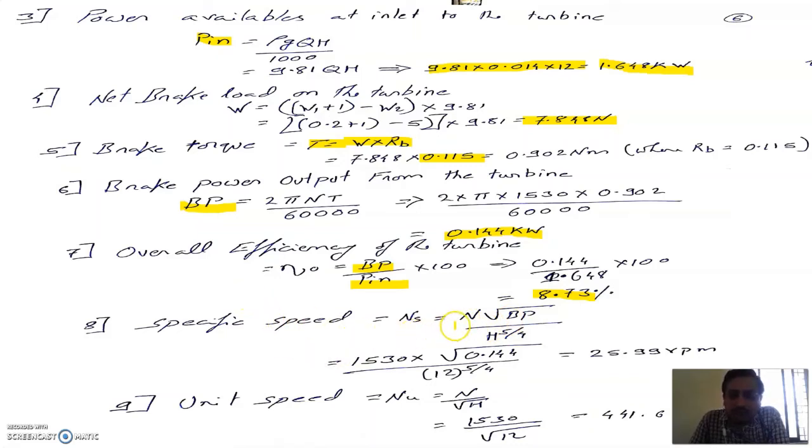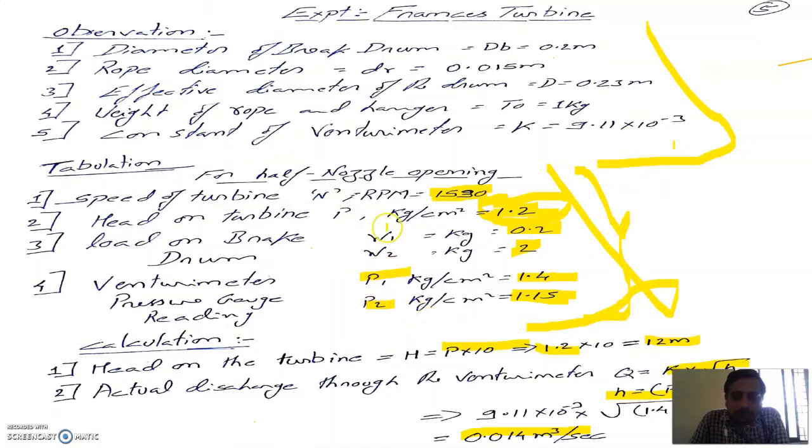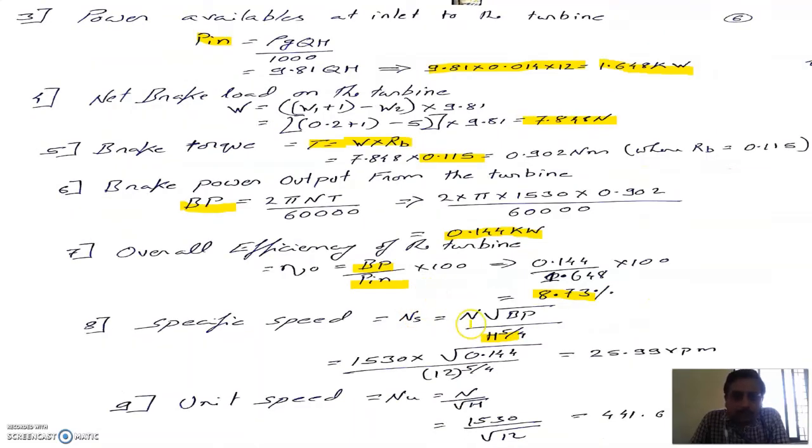Next we found out the specific speed. Specific speed is given as NS equals N under root BP by H raised to 5 by 4. You have the value of H, which you will find previously here. N is nothing but the RPM itself. BP you know is here. So you got the specific speed around 25.9 RPM.